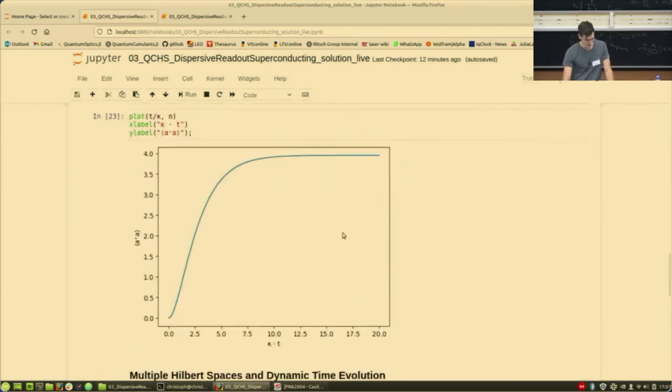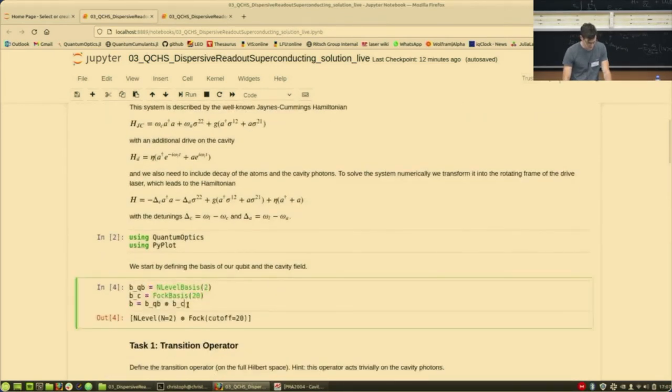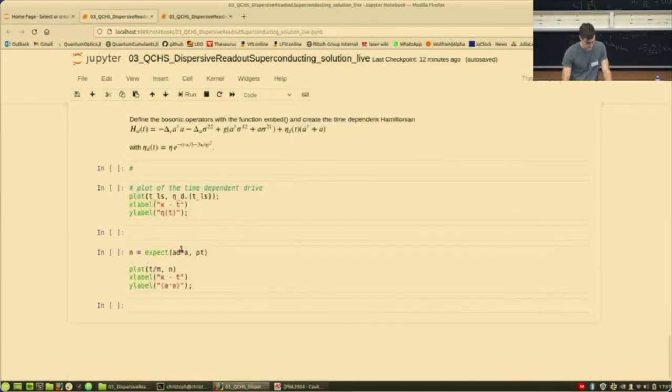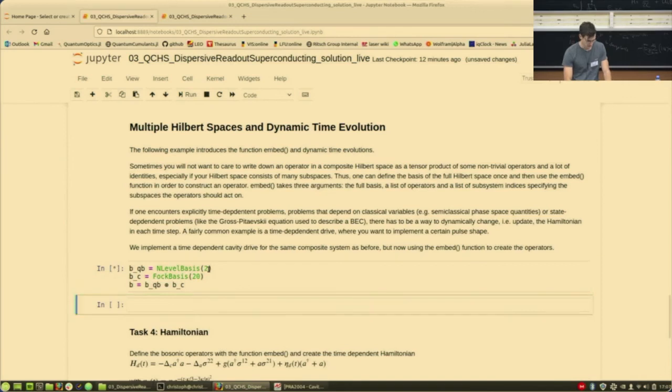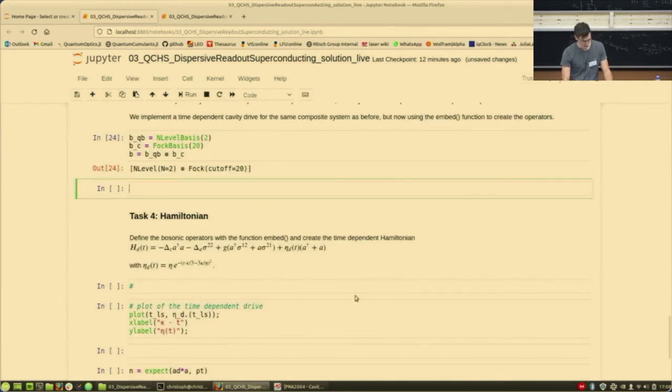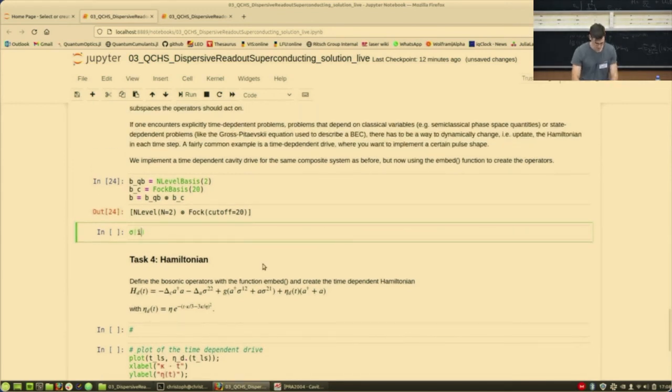Basically we have the same Hilbert space as before, and I just copy it because actually I would not need it. Good. But now we need to define the sigma operator. Okay, we don't need to define it because we did it before, but I just want to show you how to define the sigma operator with this embed function. The first argument of the embed function is the full Hilbert space, so the full basis. The second argument is on which basis of the full basis the operator should act, and actually this could also be a list.